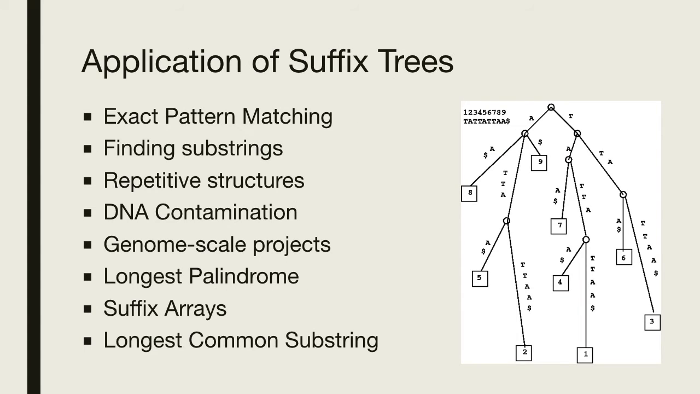Some applications of suffix trees include exact matching, finding substrings, repetitive structures, DNA contamination, genome scale projects, longest palindrome, suffix arrays, longest common substring, and pattern matching. The image is an example of how DNA can be represented in a suffix tree. This is because DNA and protein sequences can be modeled as strings of characters.